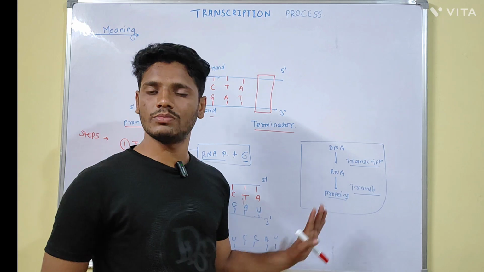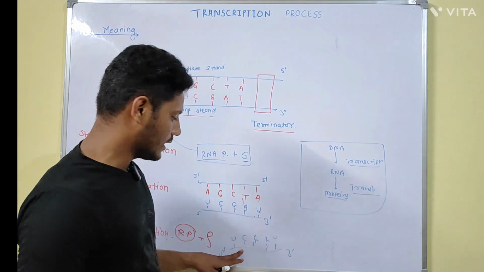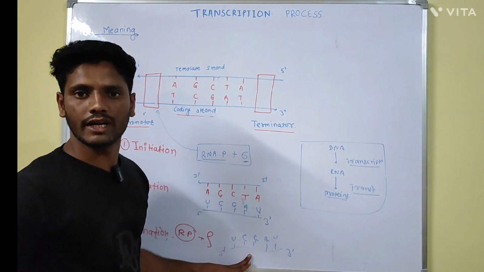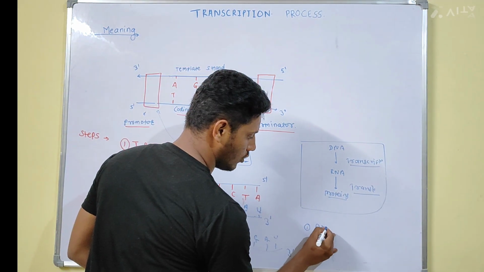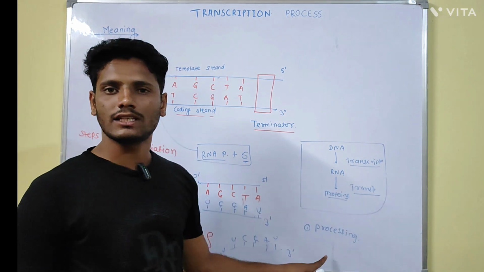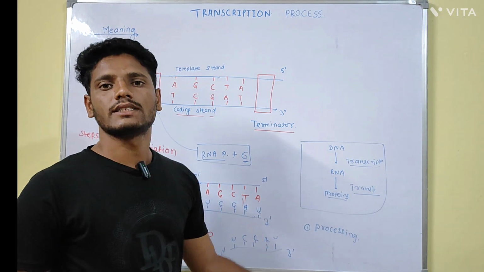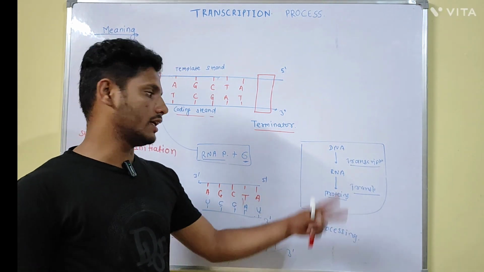This is not the case in eukaryotes. In eukaryotes, this RNA is not fully matured. Hence, there is processing on the RNA. So transcription and translation do not take place simultaneously in eukaryotes, while they do in prokaryotes.